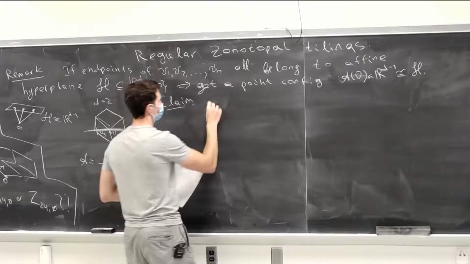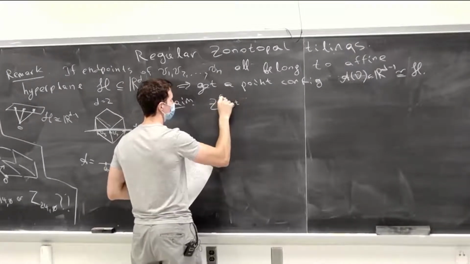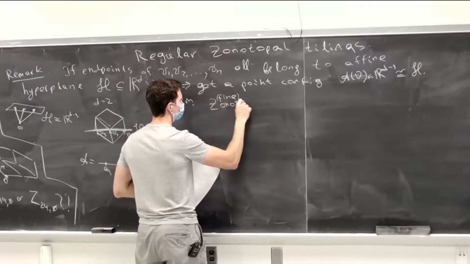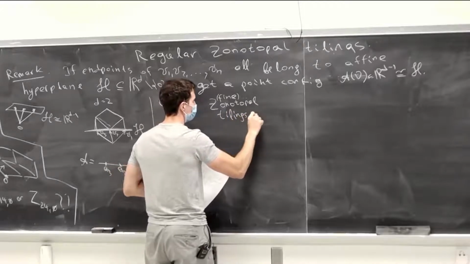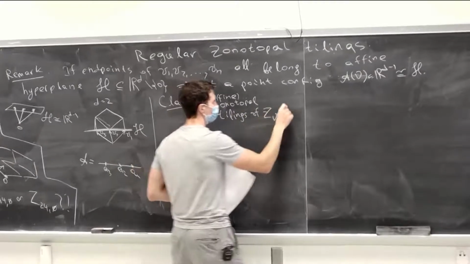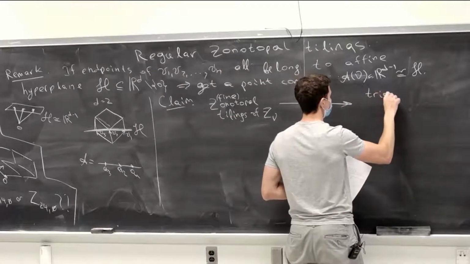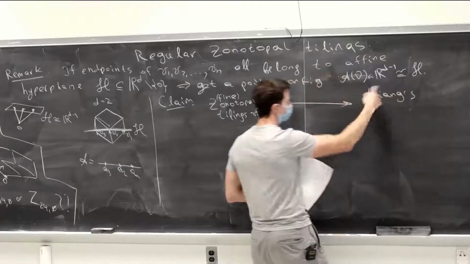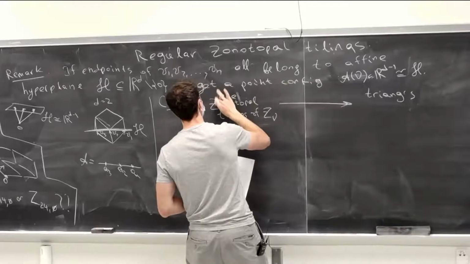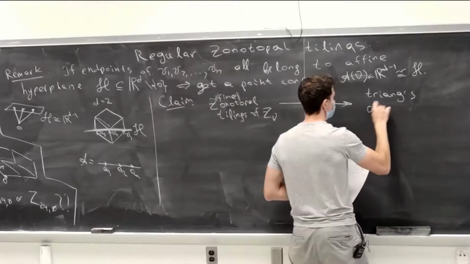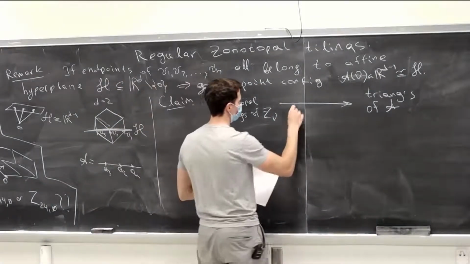is that there is a map from, let's say, fine zonotopal tilings of the zonotope to the set of triangulations. In general, this would be subdivisions if I drop fine. But yeah, let's say fine zonotopal tilings correspond to triangulations of A, and the map is just intersect with H.